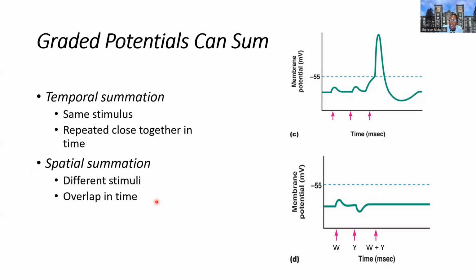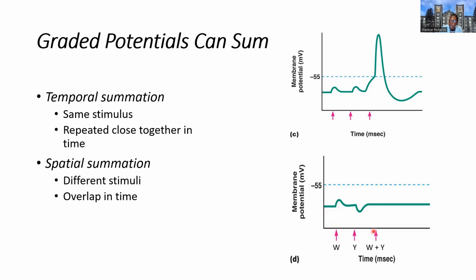Another mechanism is if they overlap in time and they're on different spots. So this is going to be spatial summation. So they're happening at the same time, but they're happening on two different spots on the neuron, and they also can be summed to result in a stronger graded potential.